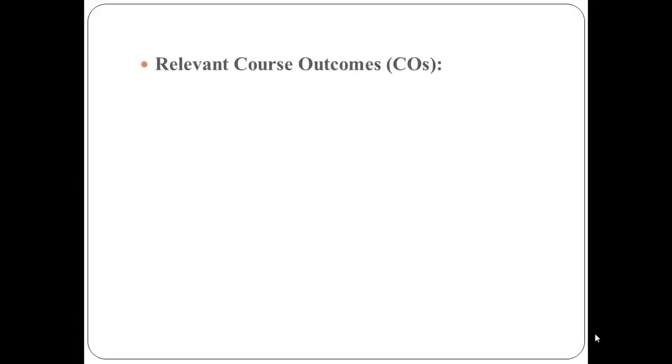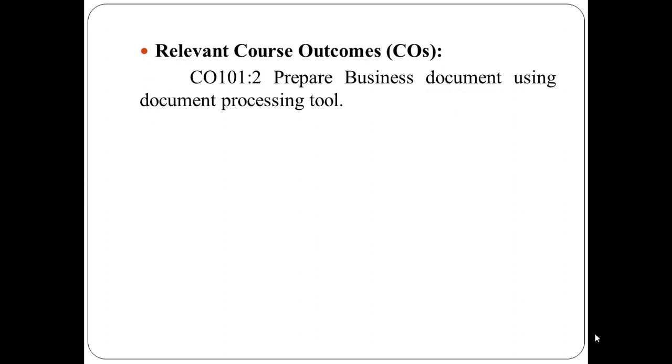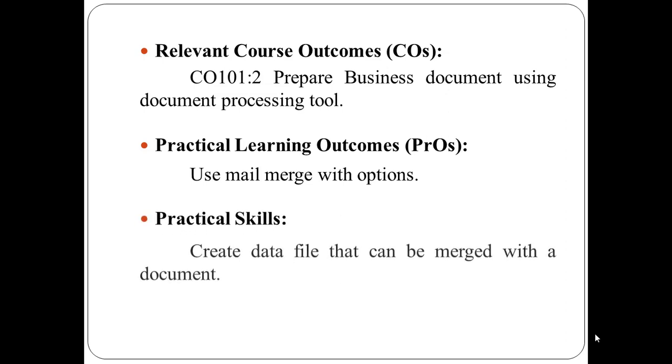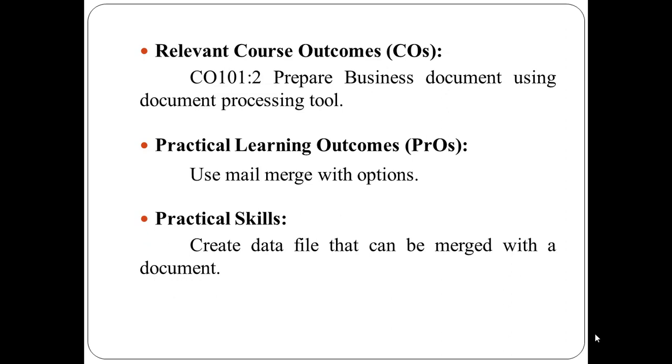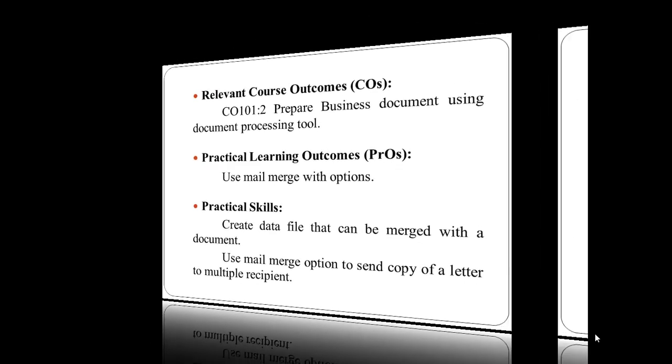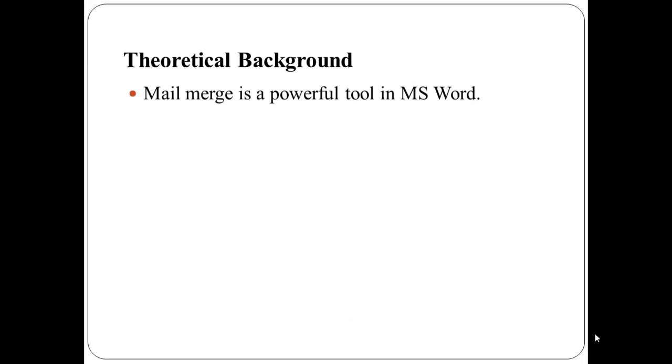The relevant course outcome is to prepare business documents using document processing tools. After learning this practical, you will be able to use mail merge with the different options available. To perform this practical, you need some skills, like creating data files that can be merged with a document, and using mail merge options to send copies of a letter to multiple recipients. You should also know some features of MS Word.